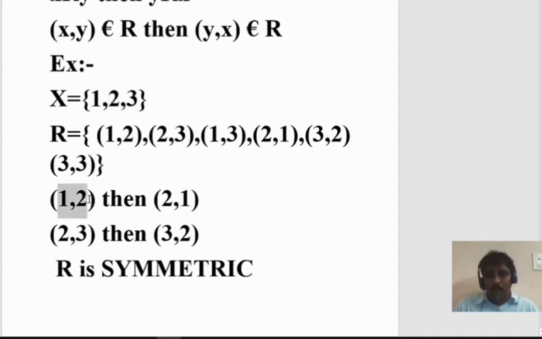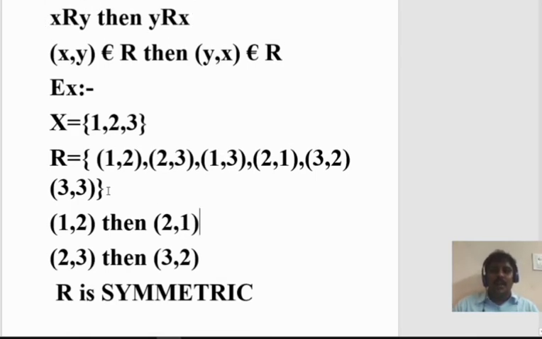Here I have taken 1, 2. Here I have 2, 3. So I have covered 1, 2 and 3. Therefore it is symmetric. That means 1, 2 belongs to R implies 2, 1 belongs to R. 2, 3 belongs to R implies 3, 2 belongs to R. Therefore, the given relation R is symmetric.